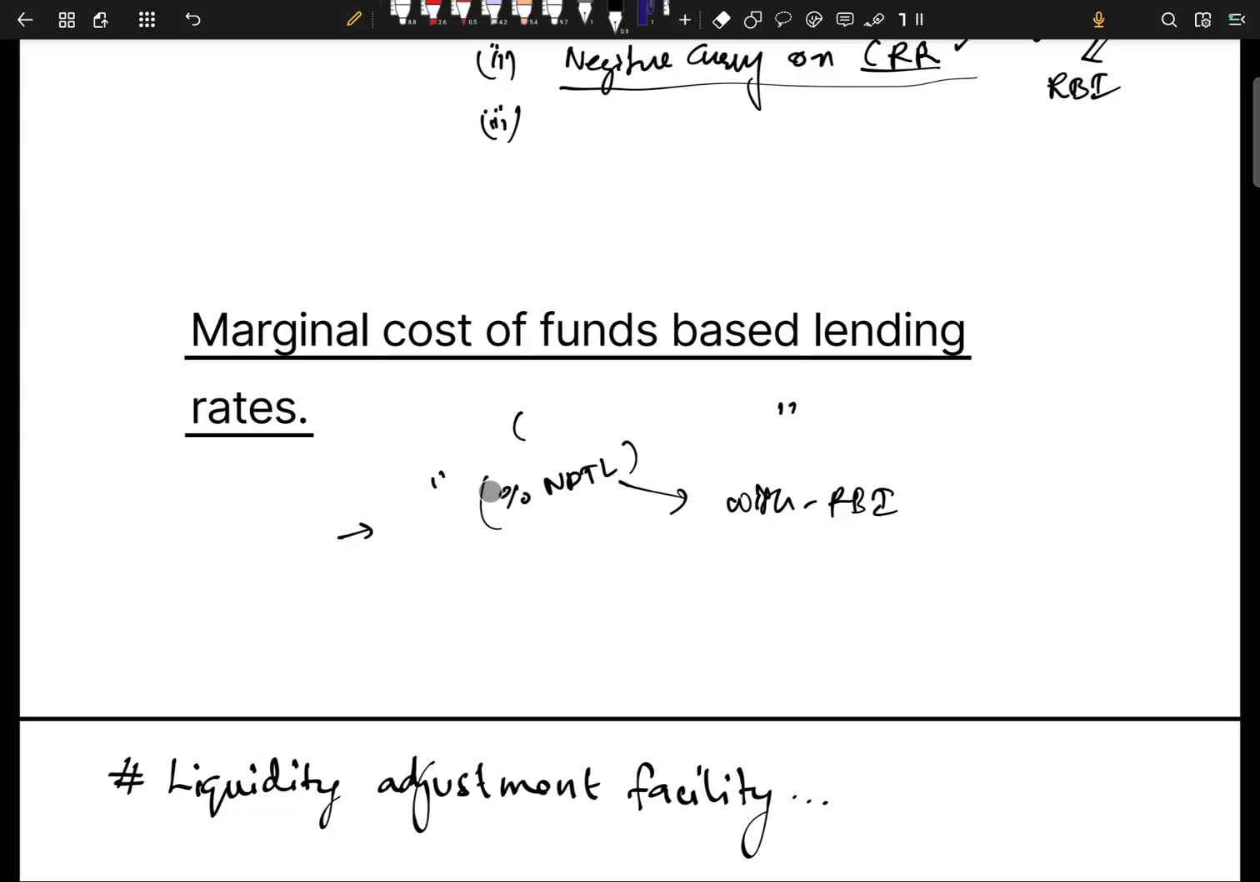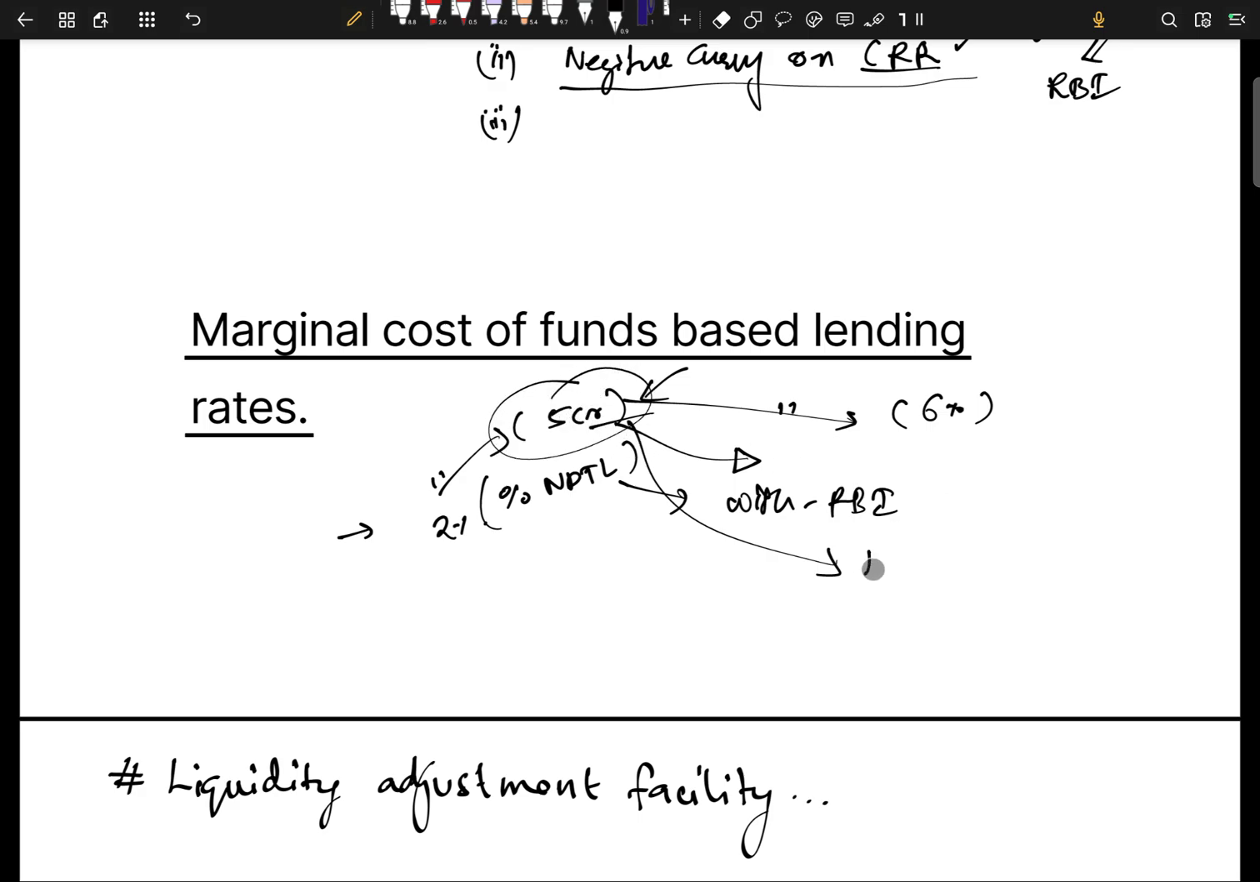let's say 2% of NDTL, that 2%, let's say, is 5 crores. So on this 5 crores, because these are the deposits from the common public, the bank has to pay certain interest, right? Let's say 6% interest on this 5 crores. But because this 5 crores is with RBI, it cannot use this 5 crores to give loans and get some interest like 7 or 8 percent.